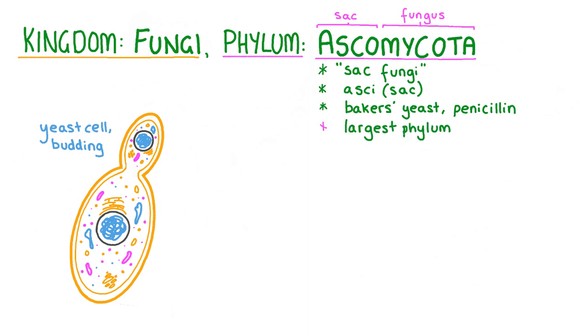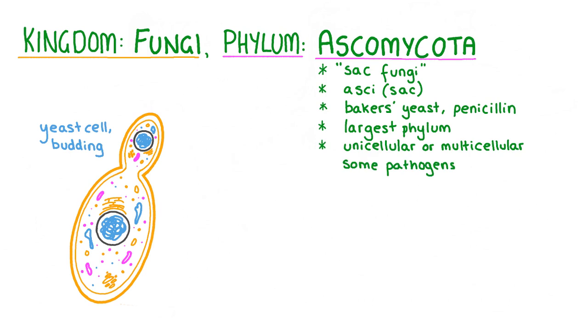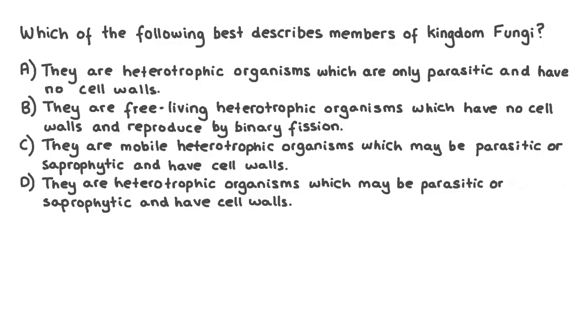Ascomycota is the largest phylum in the fungi kingdom, and it contains both unicellular and multicellular species. Some unicellular species of Ascomycota are pathogens, which can cause infections in animals like humans or in plants. Now that we've learned the characteristics of the organisms within the fungus kingdom, as well as some of the phyla within it, let's try a practice question.